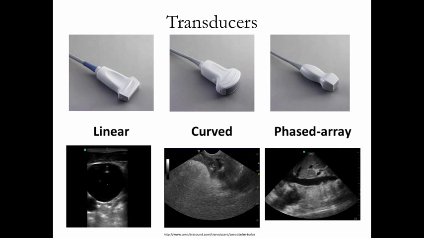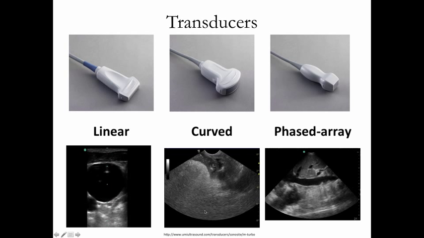This is an example of the images that you would get with each. The linear probe will give you your vascular structures, which I think probably most of us are pretty familiar with. So again, good resolution, but doesn't penetrate deeply. This typically only goes to about 6 or 7 centimeters.